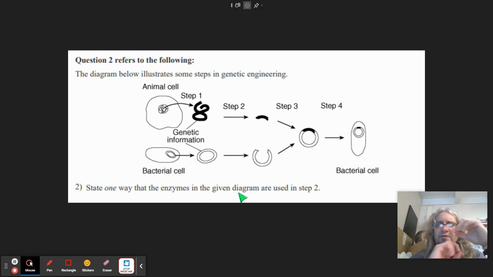Question two refers to the following. The diagram below illustrates some steps in genetic engineering. State one way that the enzymes in the given diagram are used in step two. So this is a constructed response question. Your answer should be in the form of a sentence. One way that enzymes are used in step two.